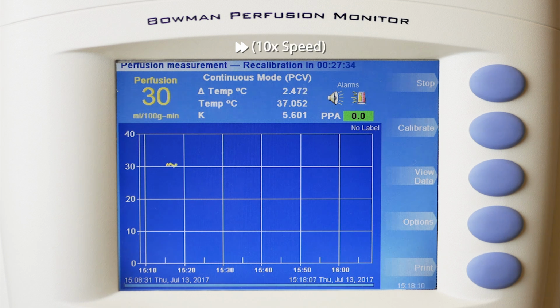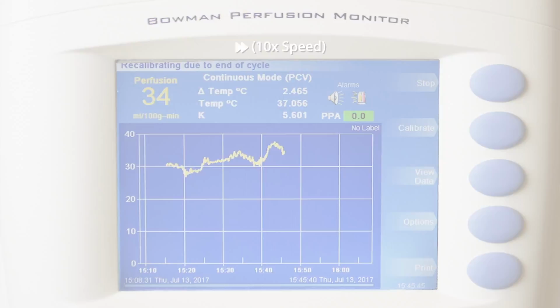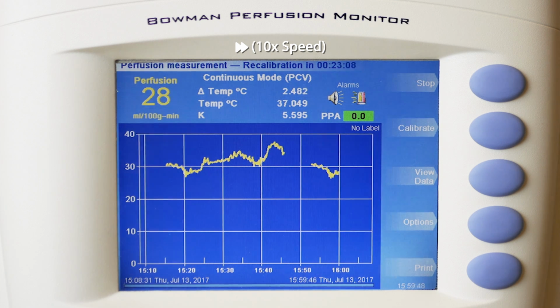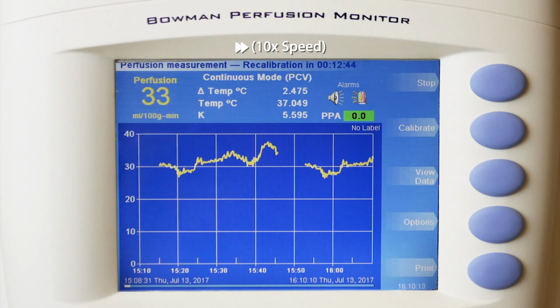The perfusion value is updated second by second, both numerically and in the trend displayed on the monitor. The BPM will measure perfusion for the selected period of time. When this set time period expires, the monitor will start a new measurement cycle by re-entering the temperature stabilization phase. The monitor will automatically repeat these 3 phases of operation as it conducts cycle after cycle while monitoring the patient.